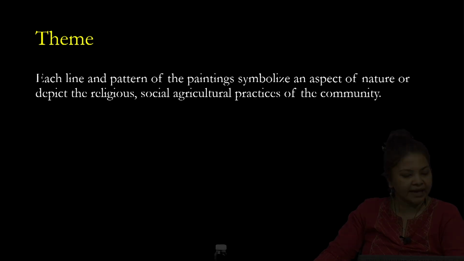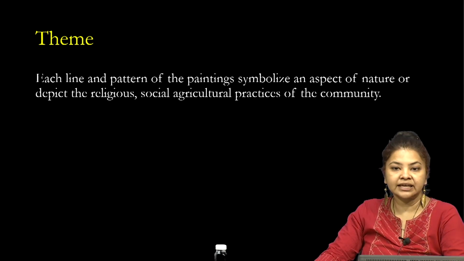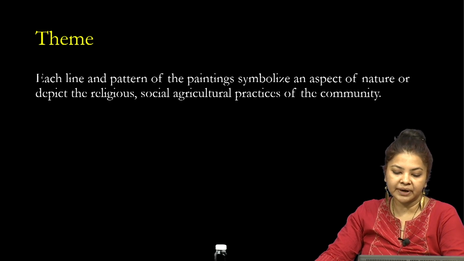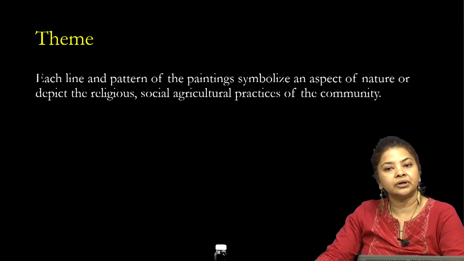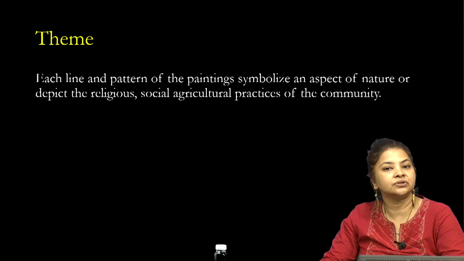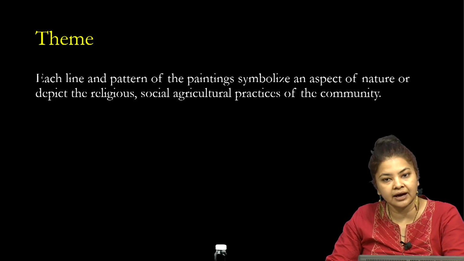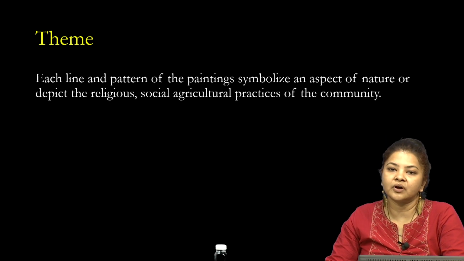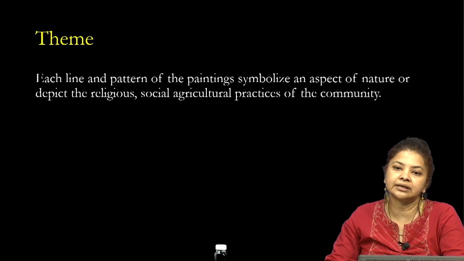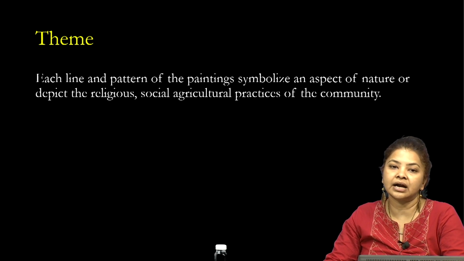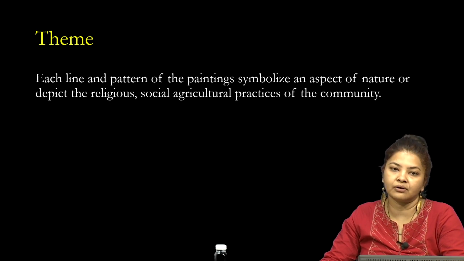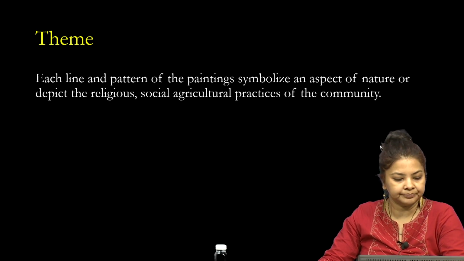Themes: each line and pattern of the painting symbolizes an aspect of nature or depicts the religious, socio-agricultural practices of the community. So, the people, the Devaru community of Karnataka are very close to nature, and this is also depicted in the art form like many other art forms of India. We have seen previously in Gond art, in Worli art, in Madhubani art that the artists depict whatever they see around them. Same is for Chittara.